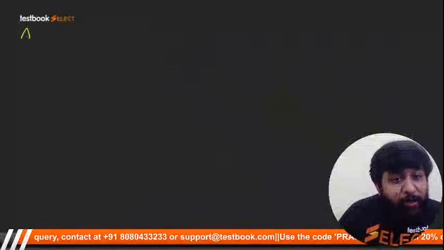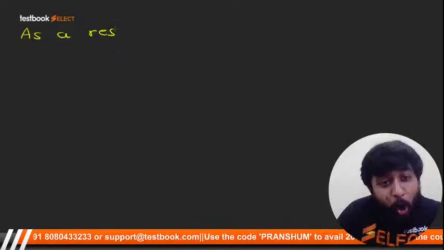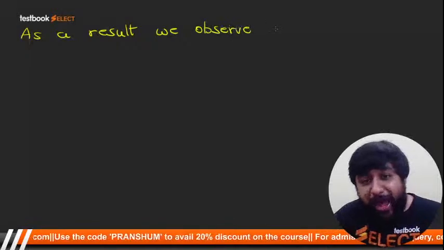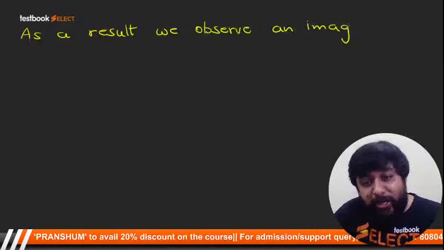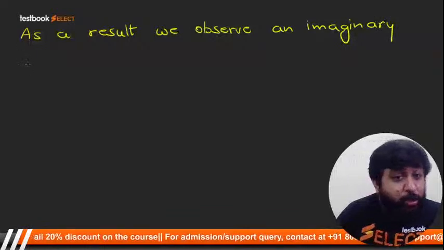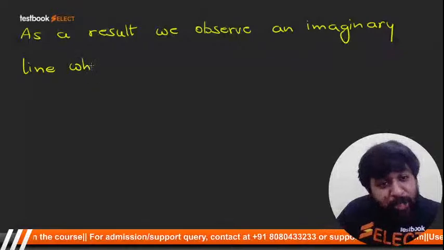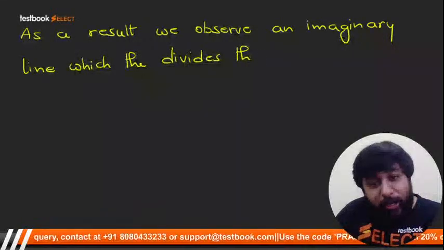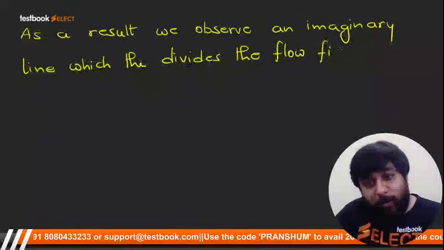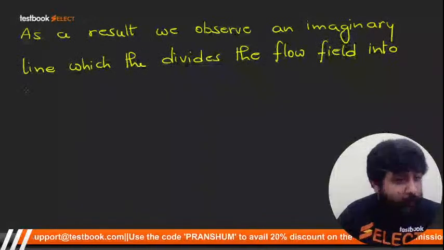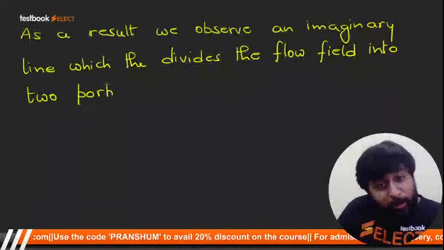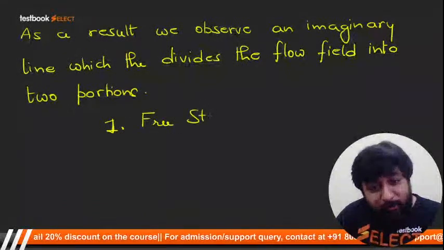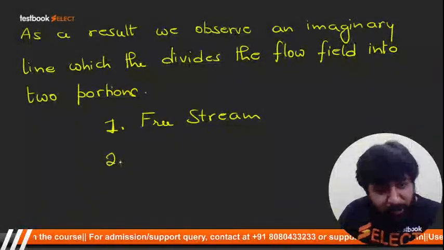So you will write as a result, we observe an imaginary line which divides the flow field into two portions. ठीक है? So what are those portions? Those portions are free stream region and boundary layer.